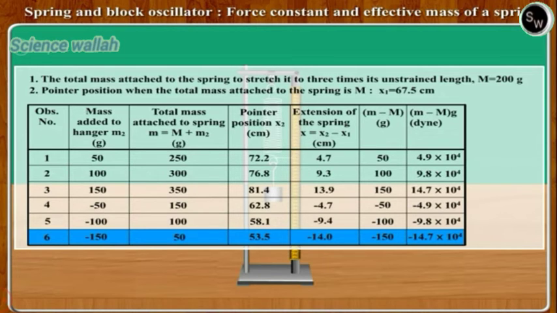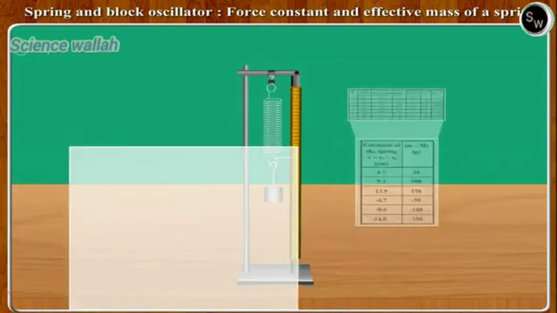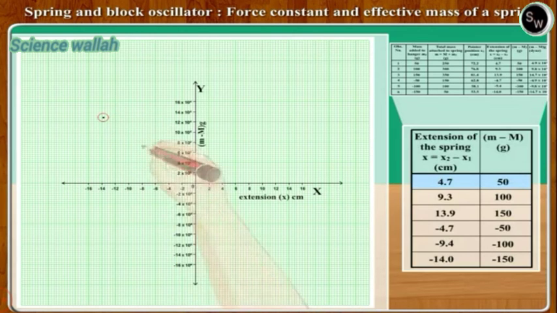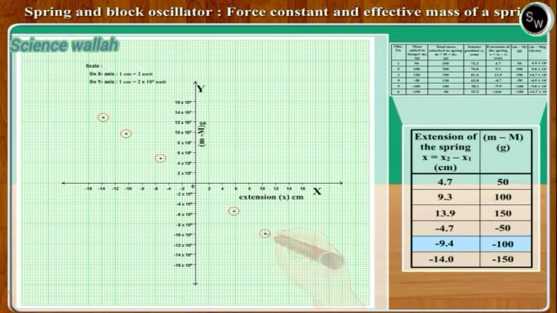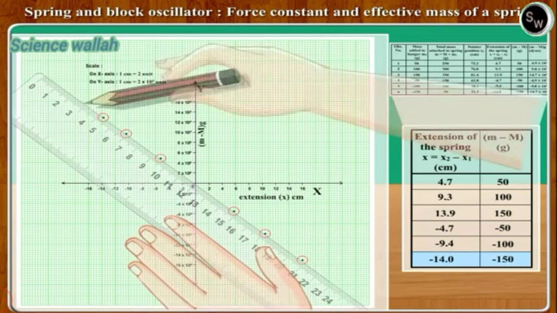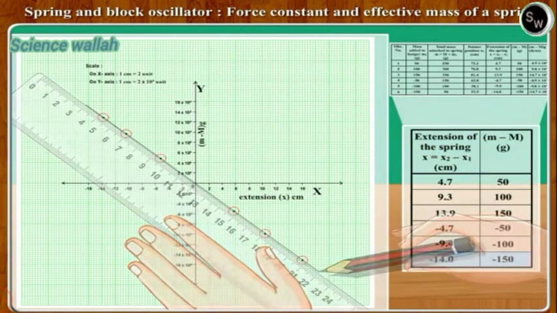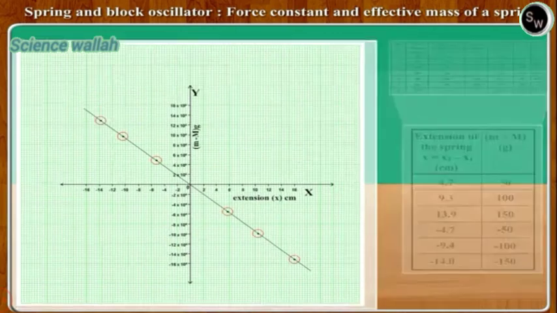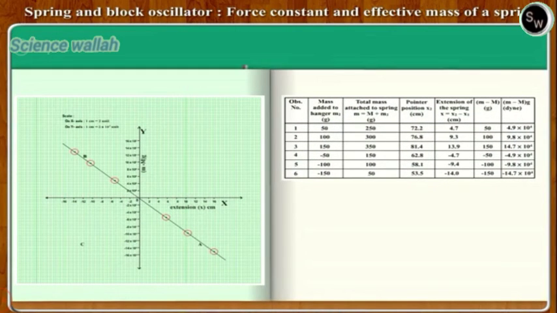The force constant K is the force per unit extension. It is given by the slope of the graph of M minus m into g versus x. Plot a graph of M minus m into g along the y-axis and x along the x-axis. Draw a straight line passing through the points. Find the slope of the line.